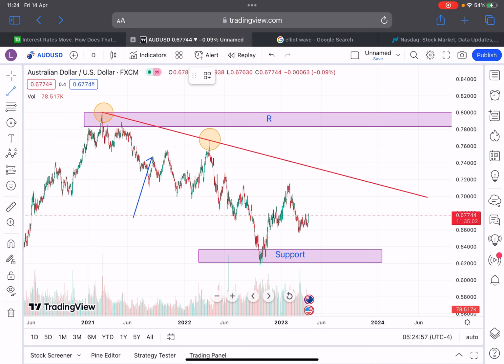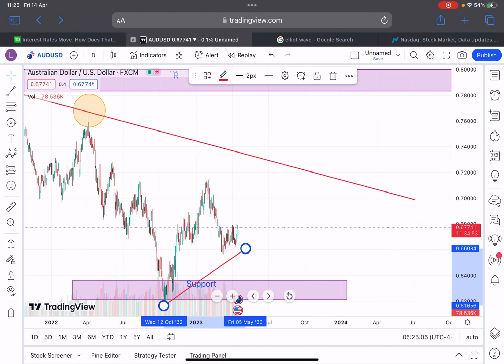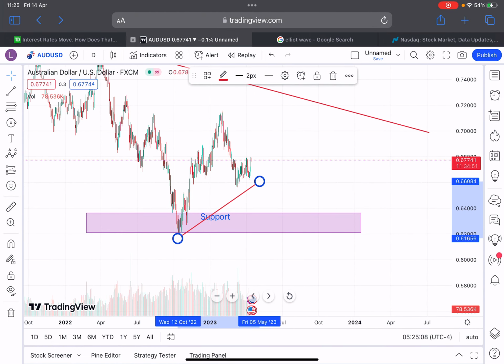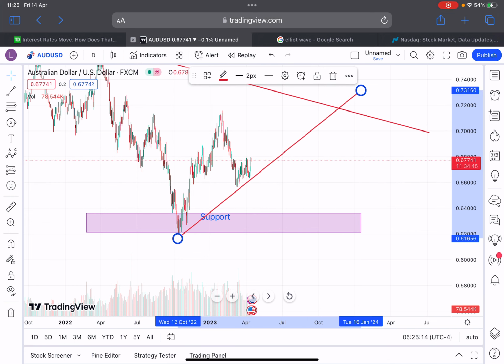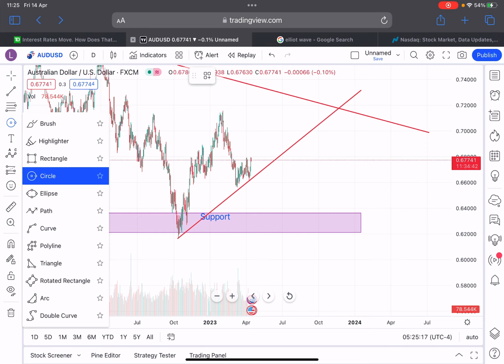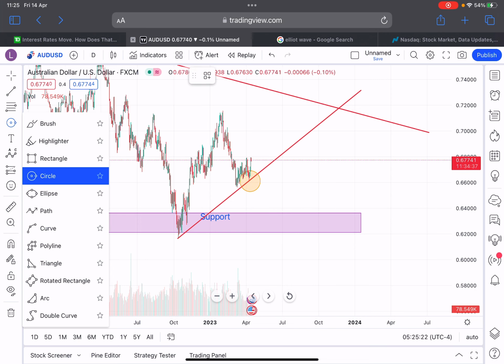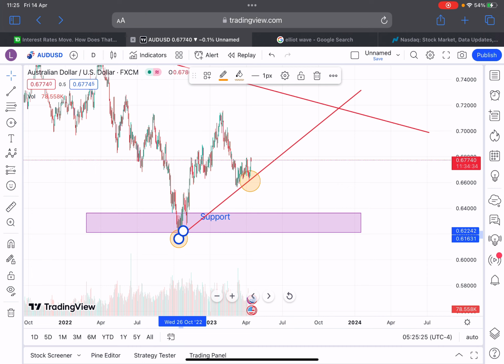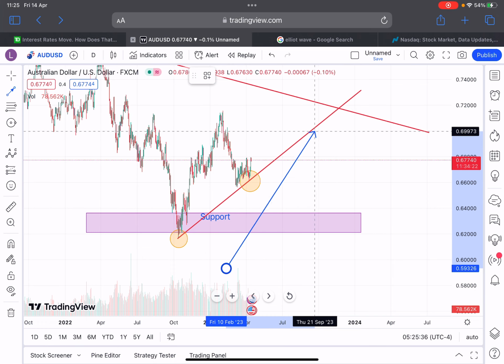And on your support, you have the same thing again. From your lowest price, you have your touch 1. Let me zoom in so that you'll see. From your lowest price, you have your touch 1, and you extend your trend line and create your touch 2, like so, and this is touch 1. So you have your touch 1 and then your touch 2. Your trend line didn't cross the chart, and you don't have your touch 3.